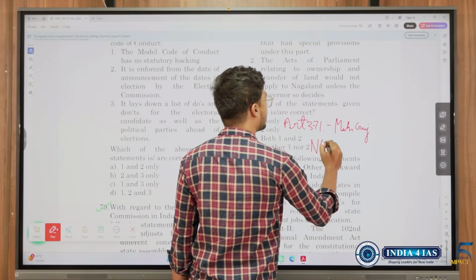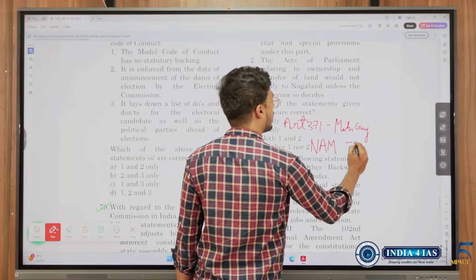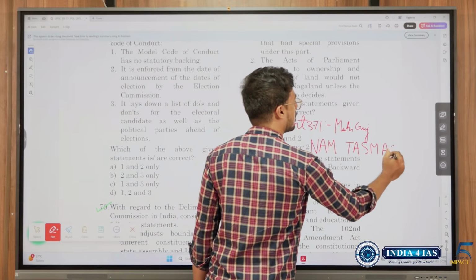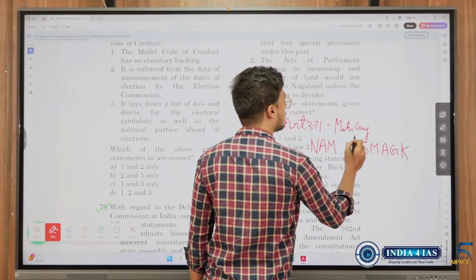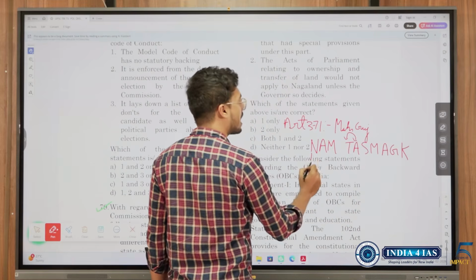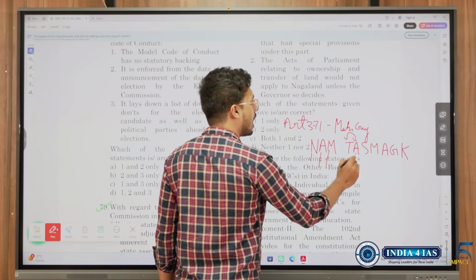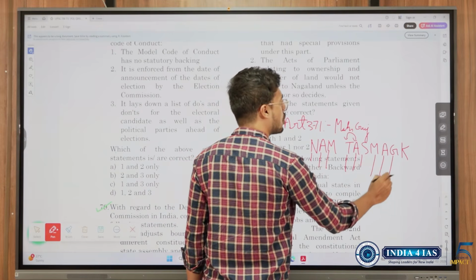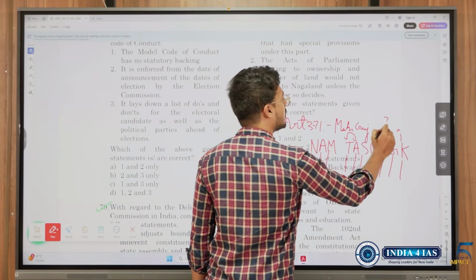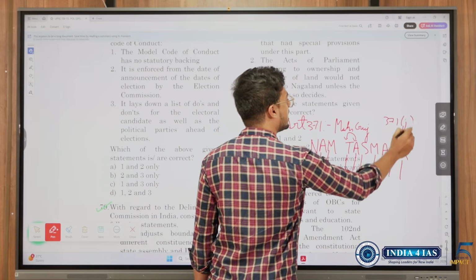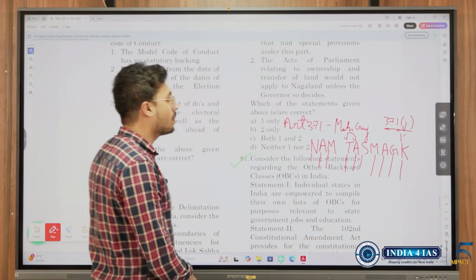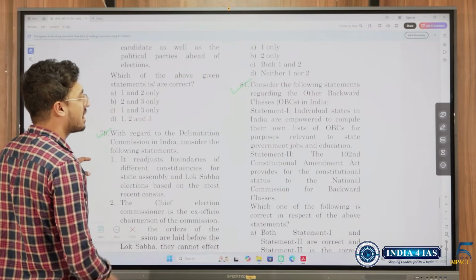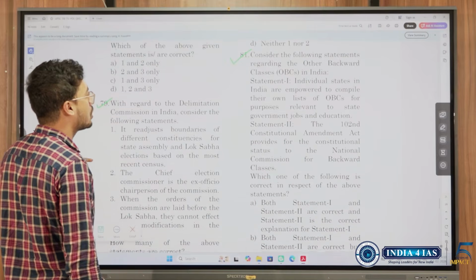You can make some mnemonics such as NAM, TASMAG, MAGK, where Telangana and Andhra Pradesh are interchangeable. So NAM: Nagaland, Assam, Manipur; Andhra, Telangana, Sikkim, Mizoram, Arunachal Pradesh, Goa and Karnataka. Article 371J, which is the last article, is for Karnataka. So you can remember this. It is not important for UPSC, but usually they ask it in state exams. It was just a trick, so I wanted to tell.